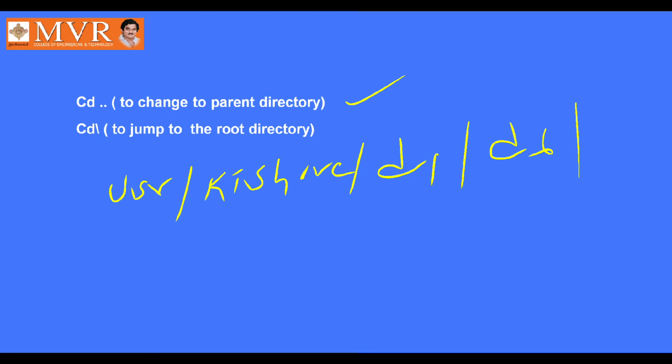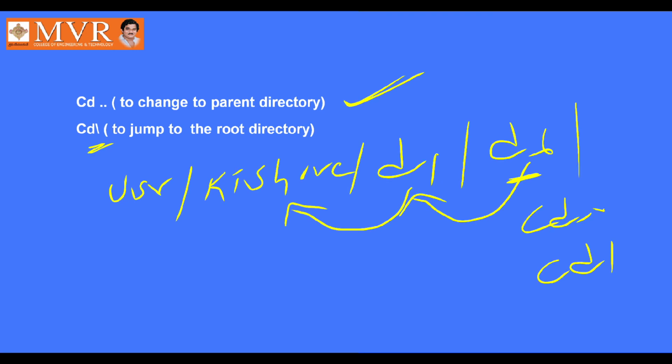Now what you can do with cd double dot is, whenever you are in this d6 directory, if you type cd followed by double dot, the system takes you back to your parent directory. So you jump out of d6 and move to the previous directory d1. And when you type cd double dot in d1, it takes you back to your home directory, that is Kishore. Or else you can directly use cd slash.